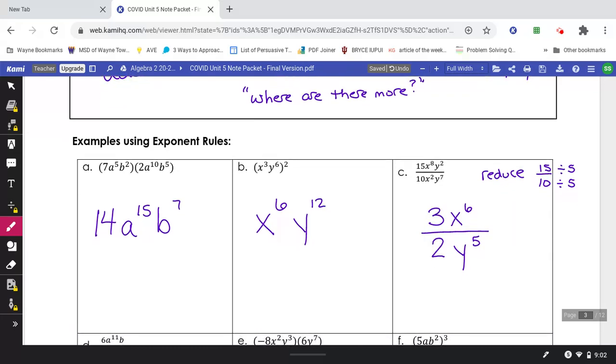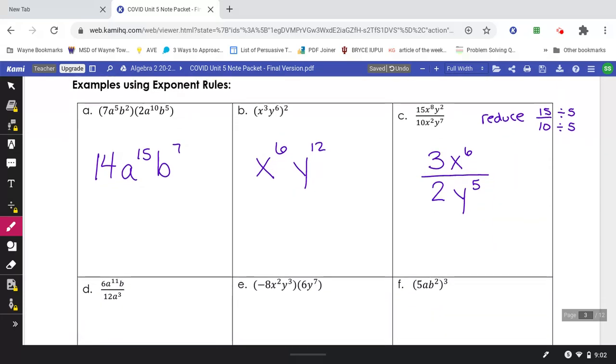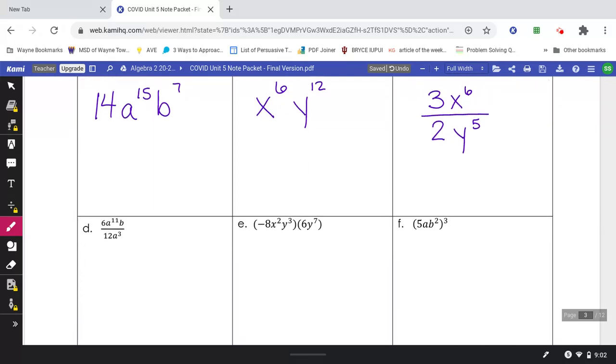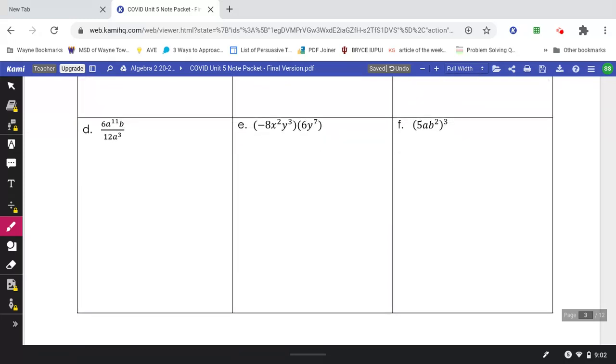That's going to, again, help me avoid those negative exponents. We'll talk about negative exponents next time. All right, we'll do a few more examples.